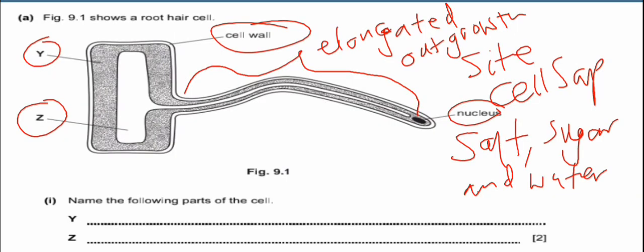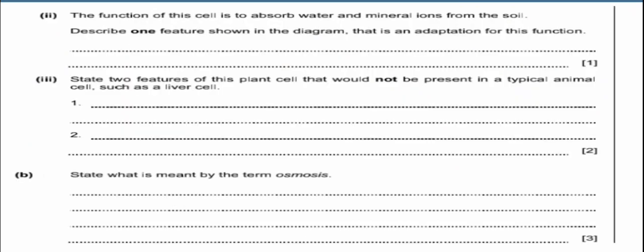The next question, which is Roman number 2, says the function of this cell is to absorb water and mineral ions from the soil. Describe one feature shown in the diagram that is an adaptation for this function. Let's see. I'm saying that this elongated outgrowth creates a large surface area for the absorption of water and mineral salts or mineral ions. Meaning, we are going to say the elongated outgrowth which creates a large surface area for the absorption of water and mineral ions or salts.